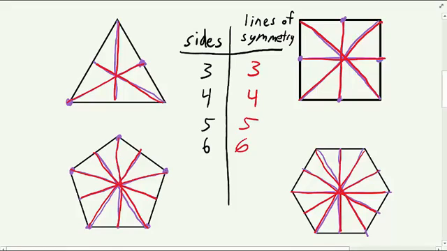To generalize that idea, if a regular polygon has n sides, then it has n lines of symmetry. So if we were asked how many lines of symmetry a regular triacontagon has, that's a polygon with 30 sides, or we could call it a 30-gon. From what we have seen here, we can conclude that a regular 30-gon has 30 lines of symmetry.